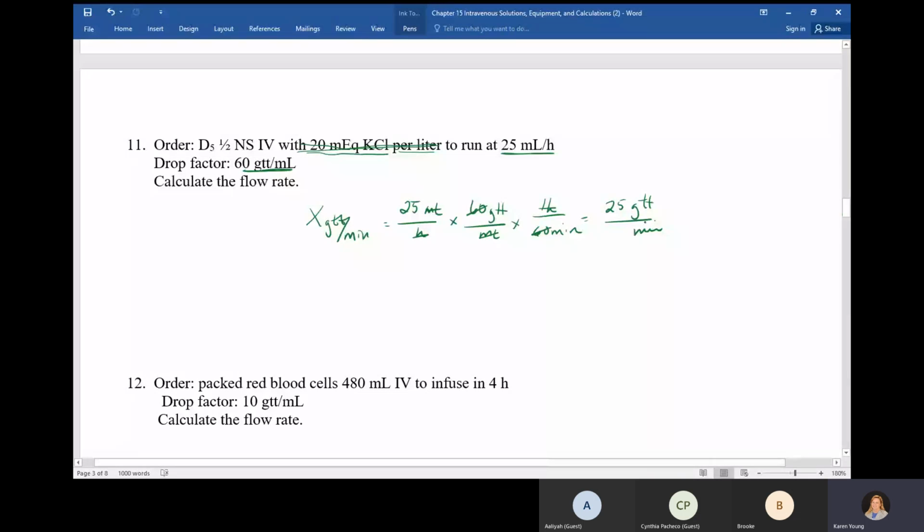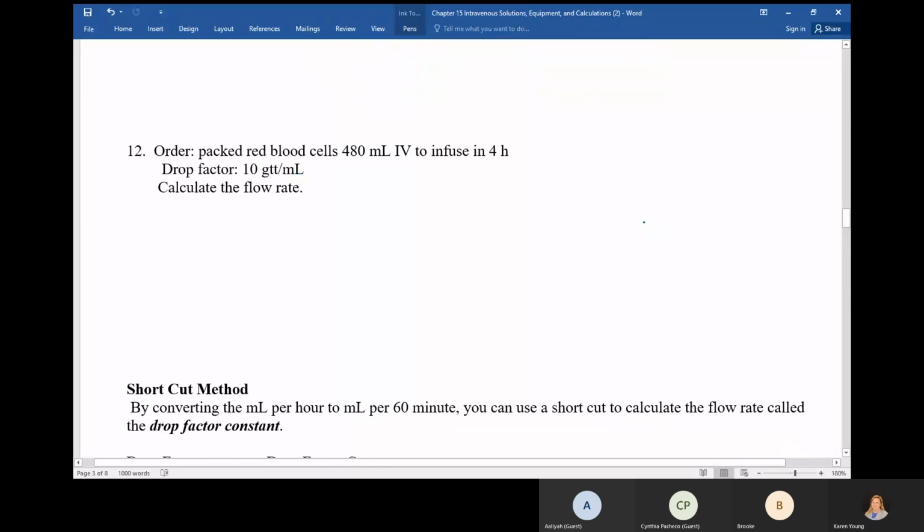All right. So you don't always put just IV solutions through an IV. If you've got to give somebody blood, you're going to put blood through an IV, okay? So this time the order is for packed red blood cells. Somebody needs blood. And the doctor's ordered 480 milliliters to infuse in 4 hours. And we have a drop factor of 10 drops per milliliter. Okay. So it says calculate flow rate, but since I have a drop factor, it's still going to be drops per minute.